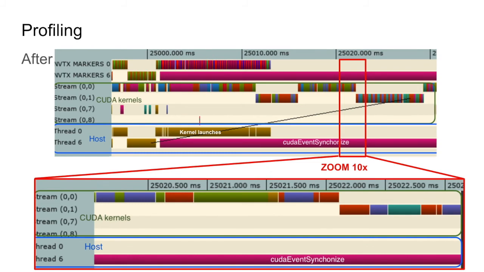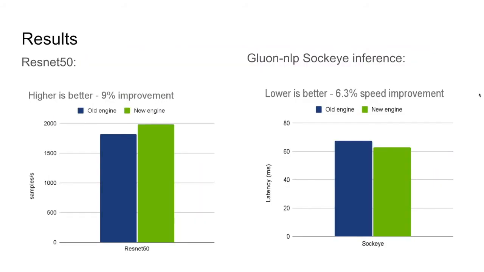And to conclude, let's take a look at some of the early results. On the left, there is a computer vision training example with ResNet 50, where the new engine gives a 9% improvement. And on the right, we can see an NLP example, where the Sockeye inference is 6.3% faster with the new engine. And to end this short presentation, the details can be found in the PR, which is open on GitHub, and in the description of the PR, which details the different components of the change.